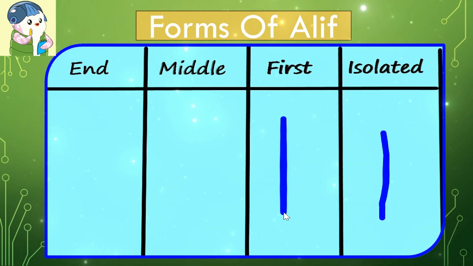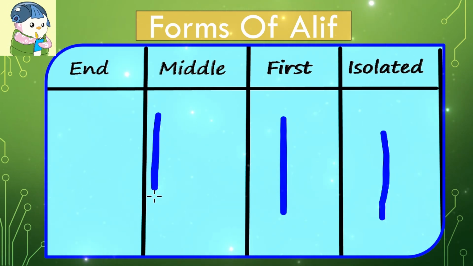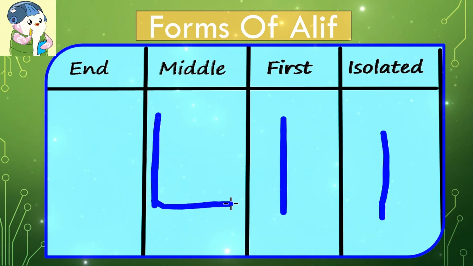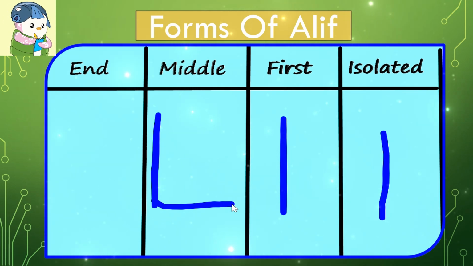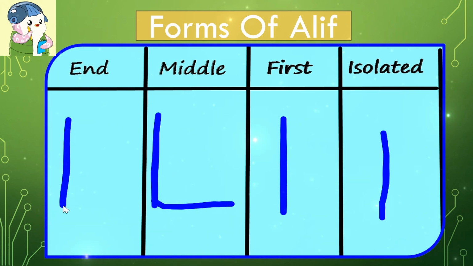To write its middle form, we draw one straight line and one horizontal line. To write its end form, we draw one straight line and one horizontal line.